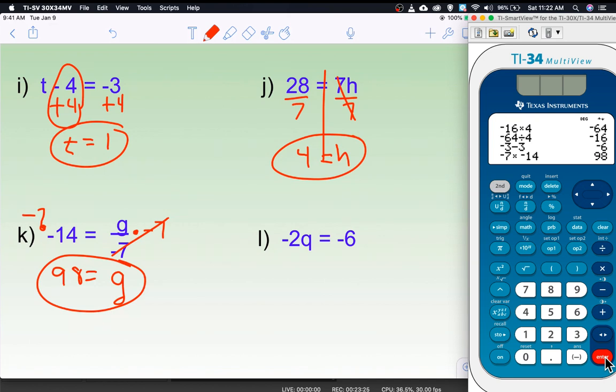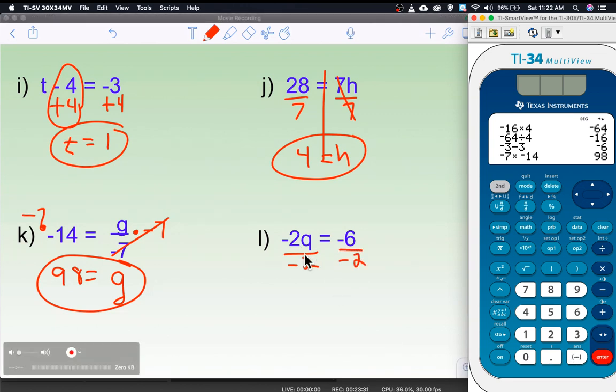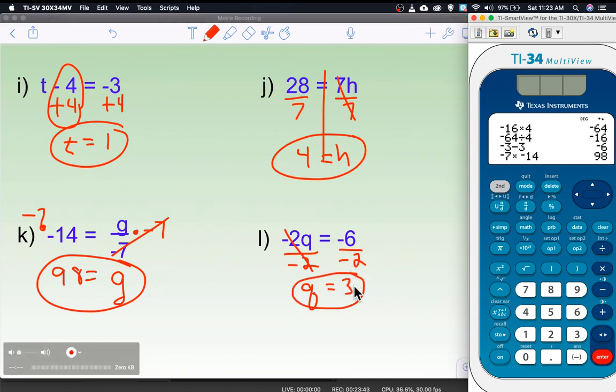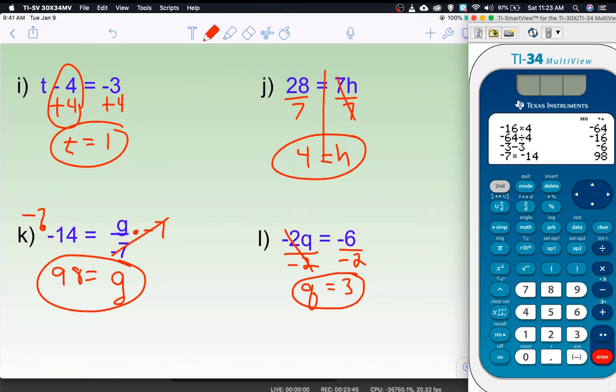Letter L, the last of these, I'm going to divide by -2 on both sides because this was a multiply. This is -2 times q. So these cancel out, and we get q equals +3. Again, because a negative divided by a negative is positive.